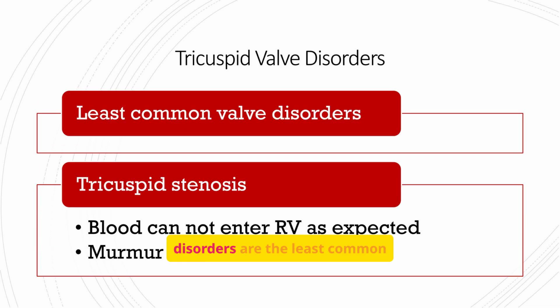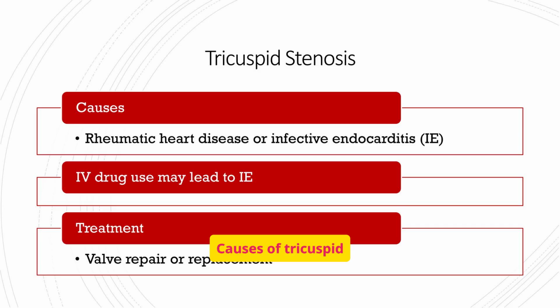Tricuspid valve disorders are the least common valve disorders. Tricuspid stenosis prevents blood from entering the right ventricle as expected, and a murmur is present. Causes of tricuspid stenosis include rheumatic heart disease or infective endocarditis, IE. IV drug use may lead to IE. The treatment is valve repair or replacement.